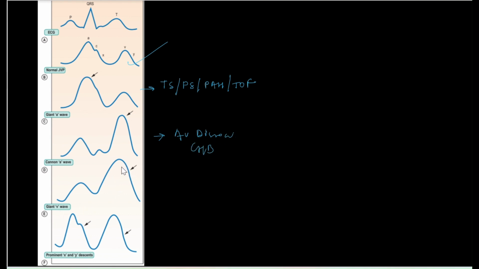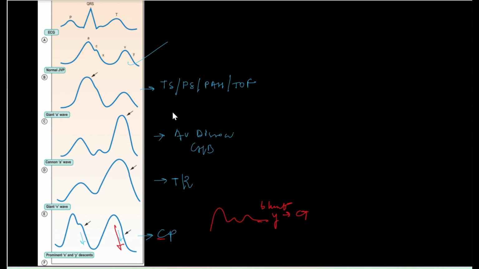A giant V wave, where the second part of the waveform is very large, happens in tricuspid regurgitation. There is a lot of venous filling, not only from the venae cavae, but also from the ventricle. And prominent X and Y descents, so these two descents are very prominent, is seen in patients with constrictive pericarditis. On the other hand, if this waveform looked like this, so instead of the Y descent being prominent, it was going upwards, a very blunted Y is suggestive of cardiac tamponade. So a blunt Y is cardiac tamponade, a prominent Y is constrictive pericarditis.